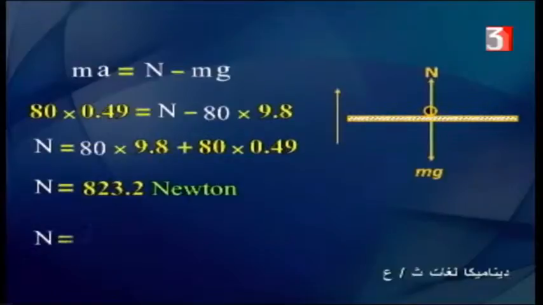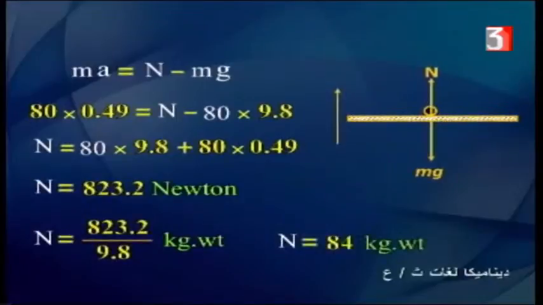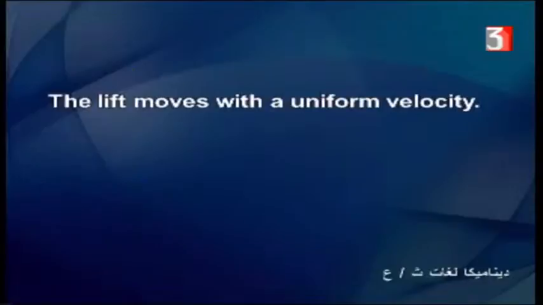This pressure in kilogram weight equals 823.2 divided by 9.8. Then the pressure N equals 84 kilogram weight. The second case: the lift is moving with a uniform velocity. Uniform velocity, then the acceleration of the motion equals 0.